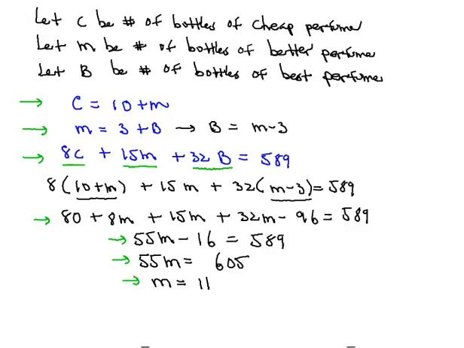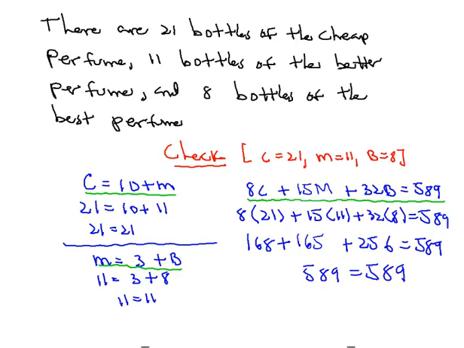So now we'll go back to the equations we created above to find the values for C and B. In the equation C equals 10 plus M, we're going to replace the M with 11. So we can see that C then will turn out to be equal to 21. And in the equation B is equal to M minus 3, we'll replace the M with 11, and we'll see that B then is equal to 8. So to finish up then, what we'll do is write a sentence answering the question posed by the problem. So we can state then that there are 21 bottles of the cheap perfume, 11 bottles of the better perfume, and 8 bottles of the best perfume.